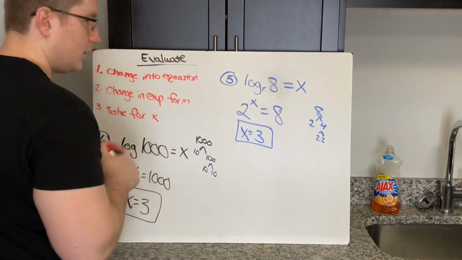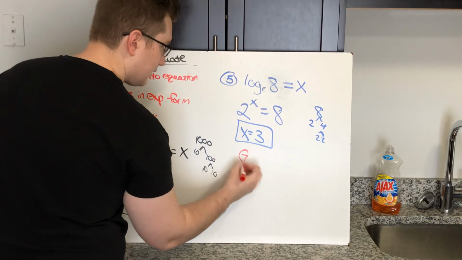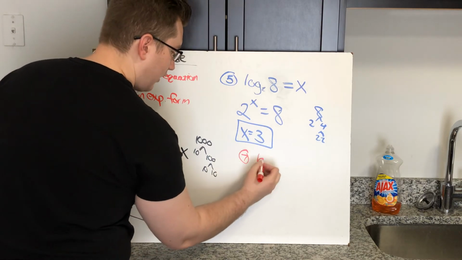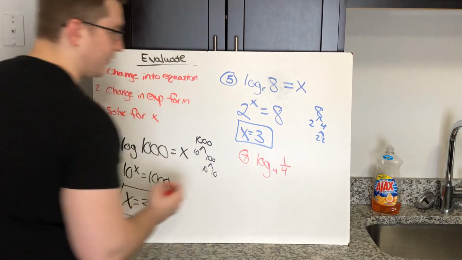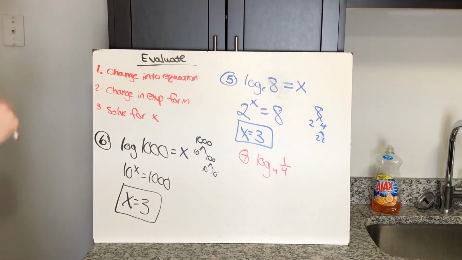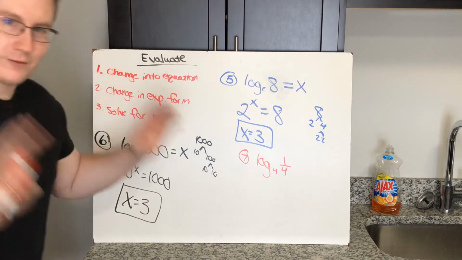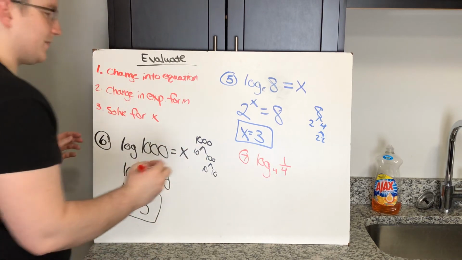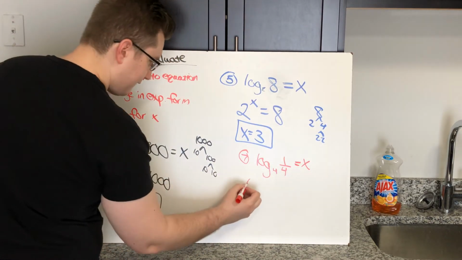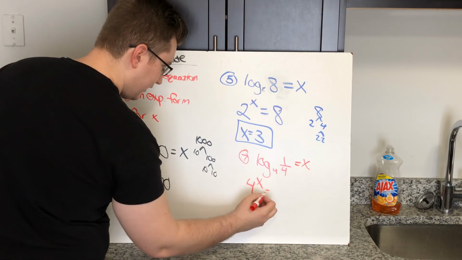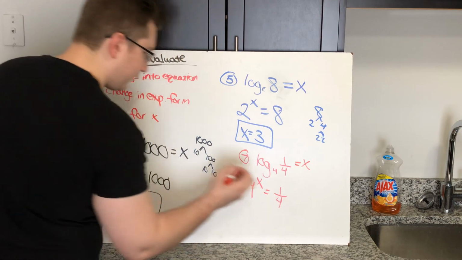Alright, number 7, last one. I have log base 4, 1/4. Now we're dealing with fractions. Fractions are your friends. They're not mean, they're just misunderstood. Set it equal to x. I have 4 raised to the x power equals 1/4.